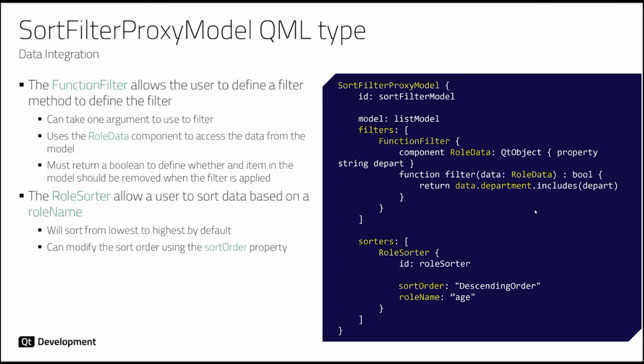And then we also can see we have the role sorter set to the sorters property. And this allows the user to sort based on some role name defined. So again, we have a role name of age. This is that same example where we have a list of employees, and this allows us to apply a sort to the age of the employees. And in this case, we have it set to a sort order in descending order. So the oldest employee would appear at the top and the youngest would appear at the bottom. And we can, of course, change this to ascending order if we wanted the inverse.